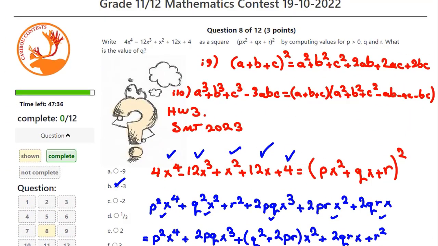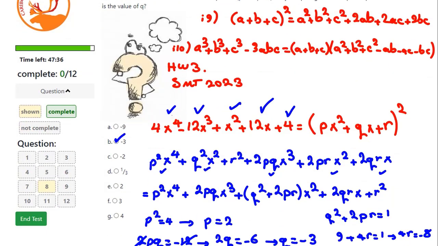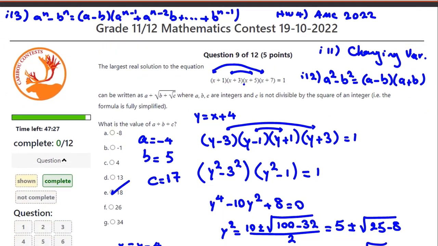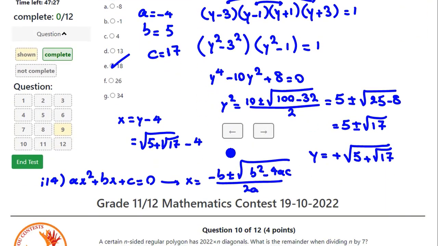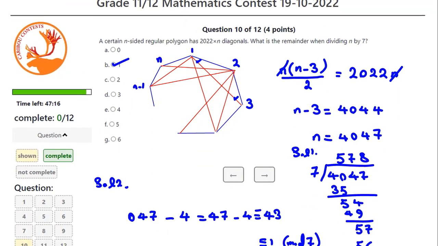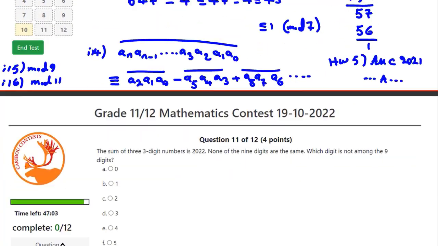Next one, some 2 identities and a homework from SMT, Stanford Math Tournament 2023, the last SMT. Next one, we will work here on some other identities, changing variable. This identity, we will solve with the quadratic formula. And again, for this problem, I will tell you the formula of diagonals and rules for when we want to consider mod 7, the remainder when divided by 7, 9, 11, and also a homework from M.Sc 2021.